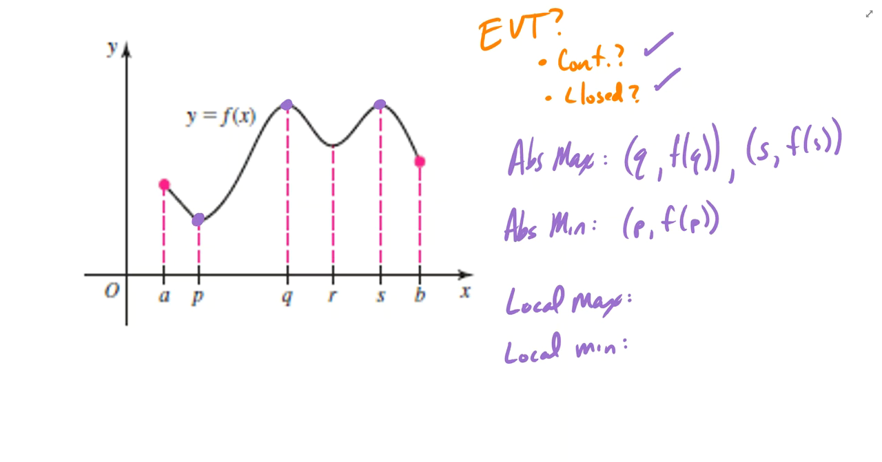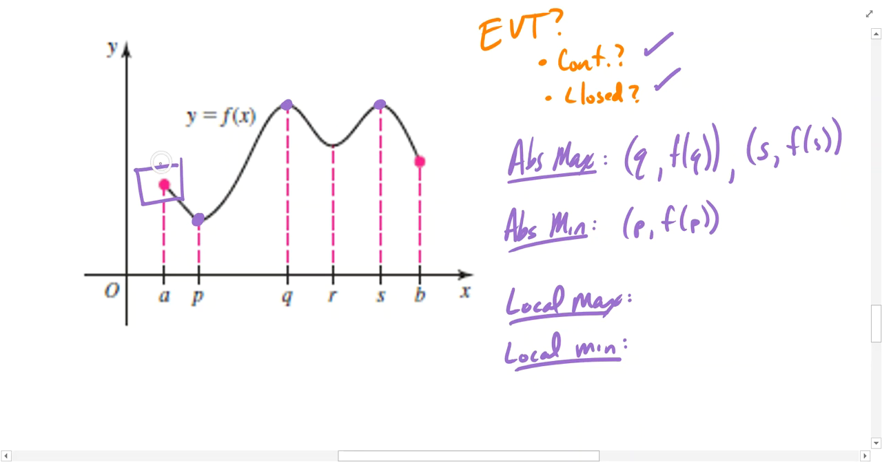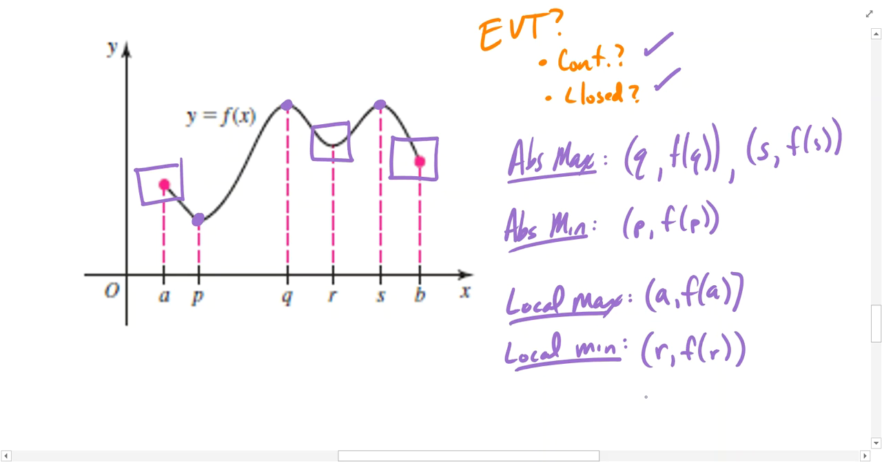Now another term that we use instead of absolute max or absolute minimum are local maximum and local minimum points. And those are other high points and low points of the graph within a smaller window. For example, if I only focused on this portion of the graph and not the entire interval, then we would say that a maximum occurs at a comma f of a. If I had focused my attention to this window here or this window here, then we would have found local minimums there as well at R and f of R, along with B, f of B.